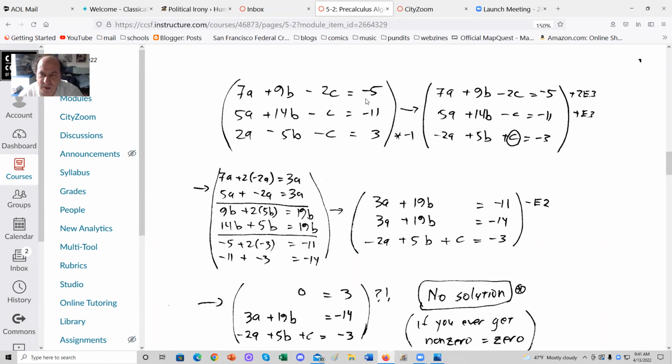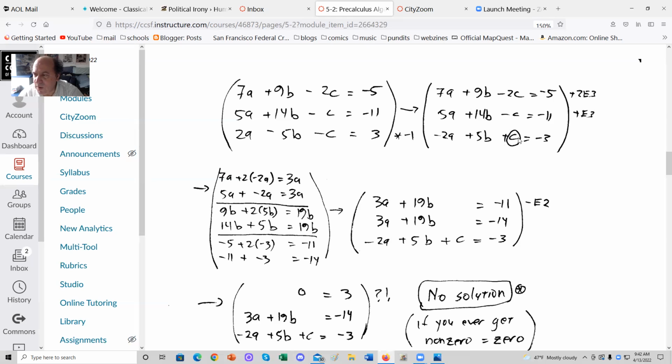7a plus 9b minus 2c equals negative 5. 5a plus 14b minus c equals negative 11. 2a minus 5b minus c equals 3. Okay, all right, here's what we do. Here I rescale the third equation by a negative 1, in order to turn this negative c into a positive c, which we can now pivot on.